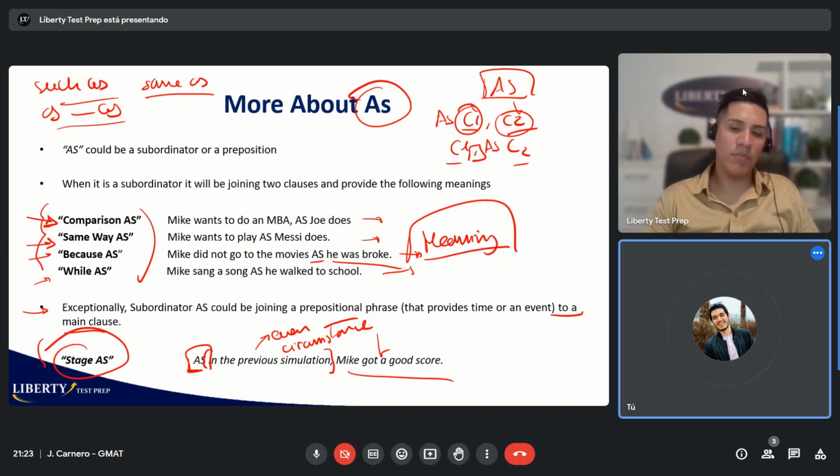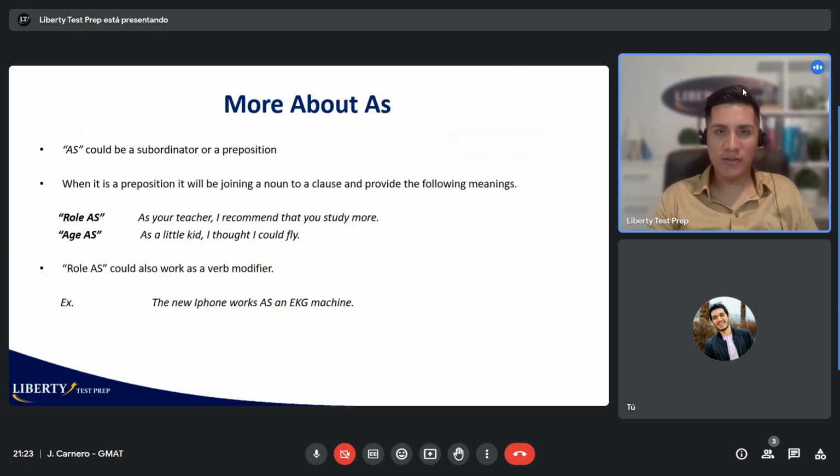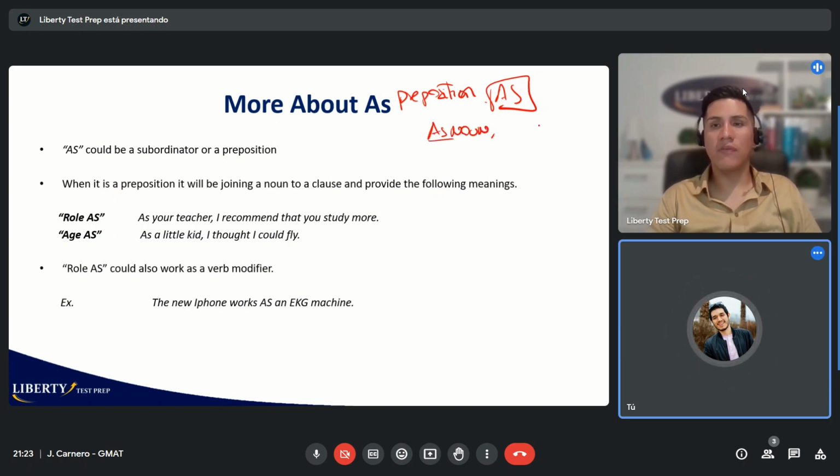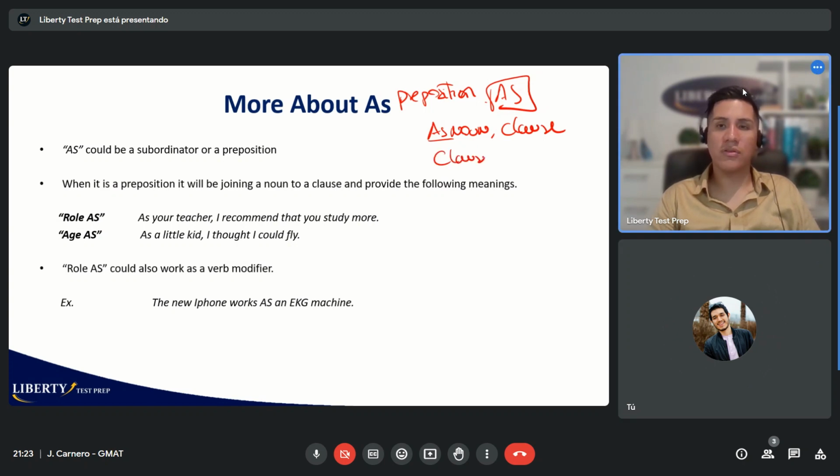Yes. Perfect. And then we have more about as. As could also be, instead of being a subordinator, a preposition. When it is a preposition, it will work very similar to like, not as far as meaning, but as far as structure. So you have as, a noun, and then a clause, or you might have a clause, as, a noun.